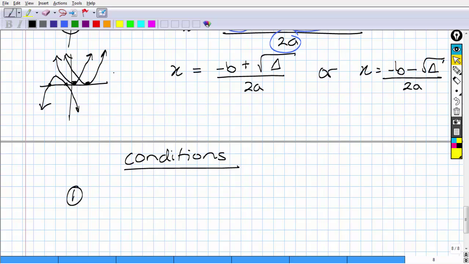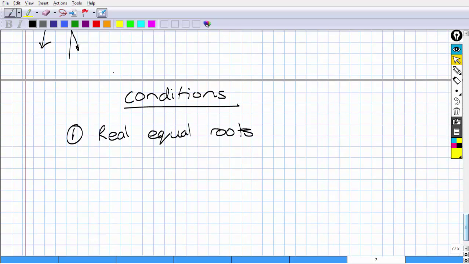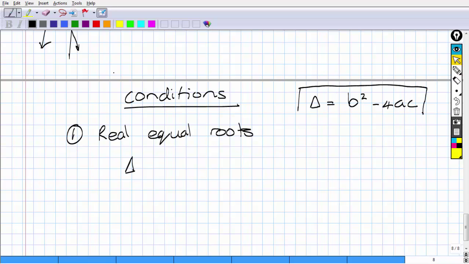The first condition for real equal roots, for example, something like this one, where we have only one root. Real equal roots, we're going to have the condition that says delta. Remember, delta is b squared minus 4ac. So that's quite important. B squared minus 4ac. And delta is equal to 0. We have real roots. Real equal roots.